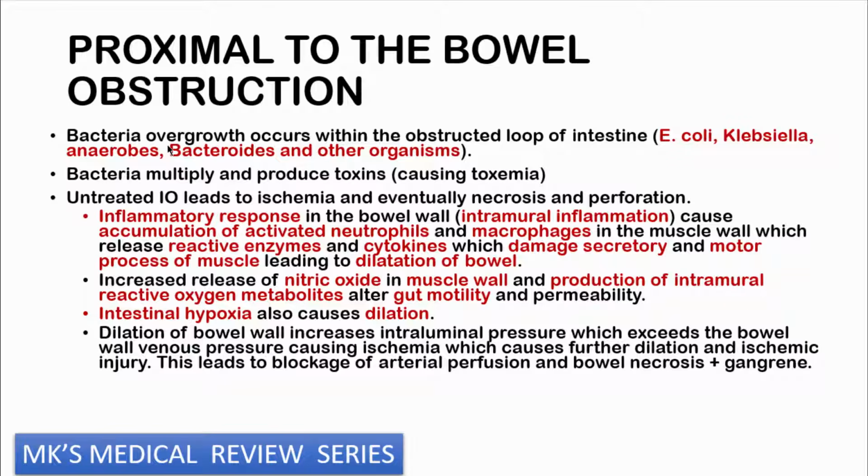Okay, so you first have this inflammatory response in the wall of the gut. So you have this intramural inflammation. Of course, remember with acute inflammation, you're going to be recruiting neutrophils. So these neutrophils and eventually the macrophages are going to go into the muscles of the wall and they're going to be releasing reactive enzymes. They're going to be releasing cytokines that are further also going to be damaging the secretory as well as the motor function of the muscle. This is the third reason what is going to be leading to the dilatation of the proximal bowel.